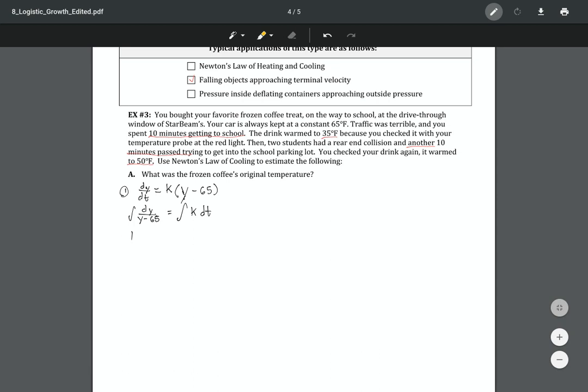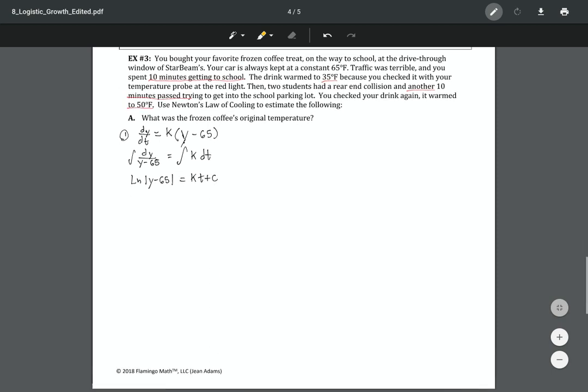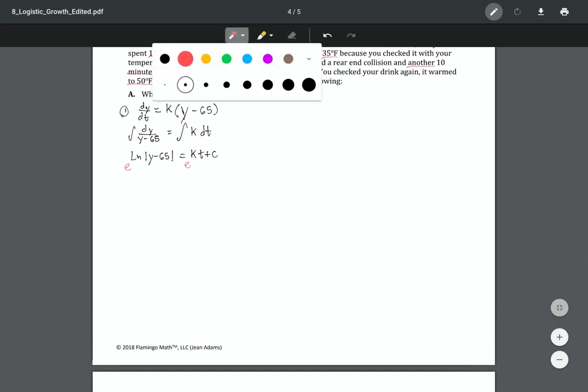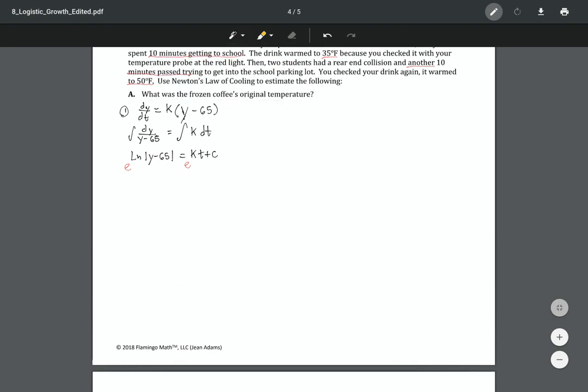Okay, so the antiderivative of this is just the natural log of y minus 65, which equals kt plus c. All right, I want to solve for y, so I'm going to use e. I'm sorry, they use the word exponentiate. Exponentiate, sure. I never heard that before, but sounds good.